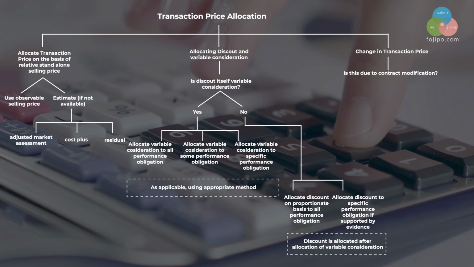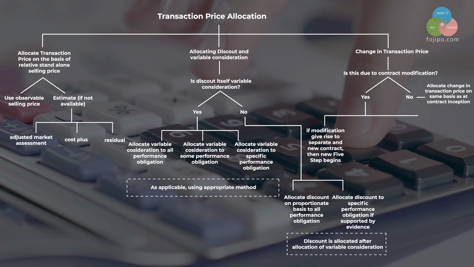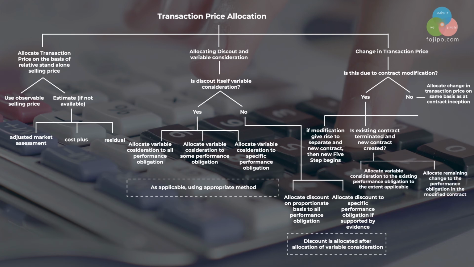With regard to change in transaction price, first determine if the change in transaction price is due to a contract modification. If no, for example, uncertainty with respect to variable consideration is now resolved, then allocate the change in transaction price on the same basis as you did at the contract inception. But if yes, then further evaluate if the modification is treated as a separate new contract, and if yes, then treat this as a new contract and a new 5-step model begins. If no, then evaluate again if the existing contract is terminated and a new contract is created, and if yes, then allocate variable consideration to the existing performance obligation to the extent applicable and allocate the remaining change in transaction price to the performance obligation in the modified contract.